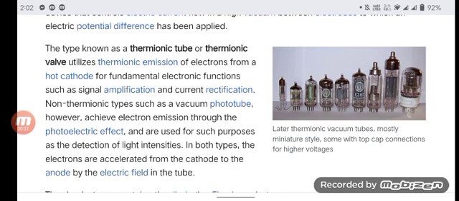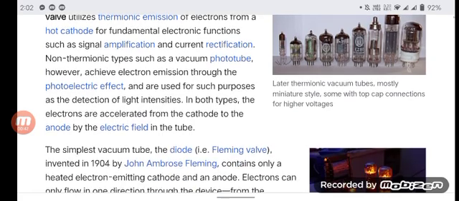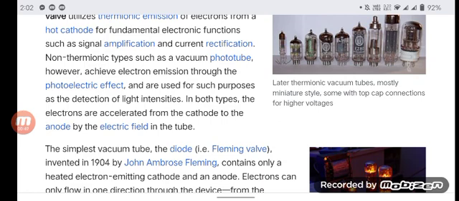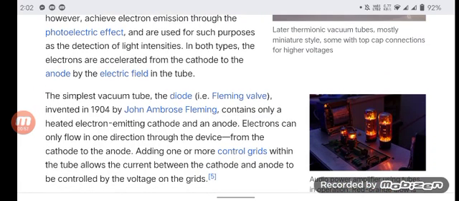Non-thermionic types, such as a vacuum phototube, however, achieve electron emission through the photoelectric effect and are used for such purposes as the detection of light intensities. In both types, the electrons are accelerated from the cathode to the anode by the electric field in the tube.